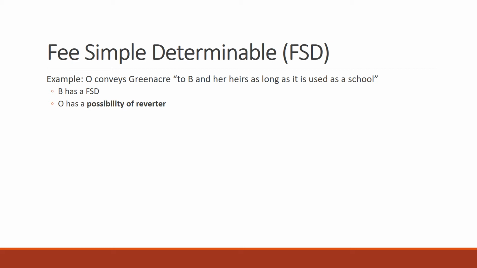Well, here there is a possibility of reverter because if it doesn't state where the next conveyance will be, you know automatically that it's going to go back to, see, there's no "then" here, so we know automatically it'll go back to O. So there's a possibility of reverter. So O has a possibility of reverter.